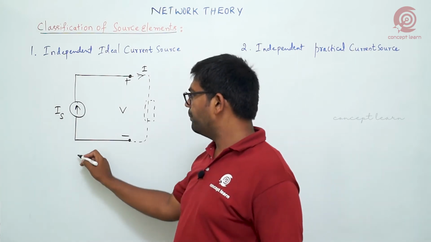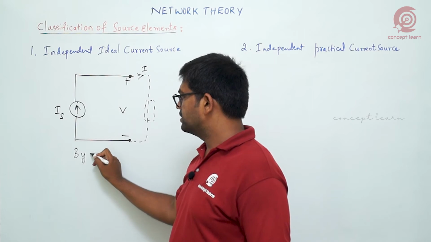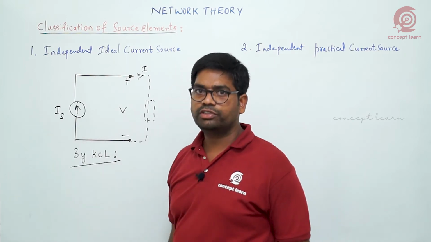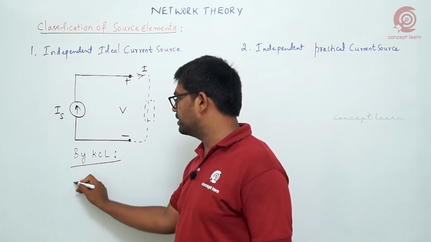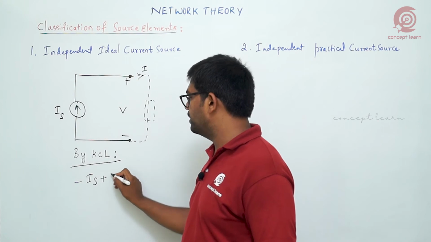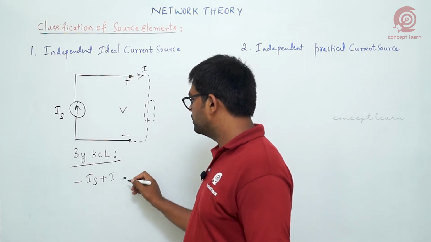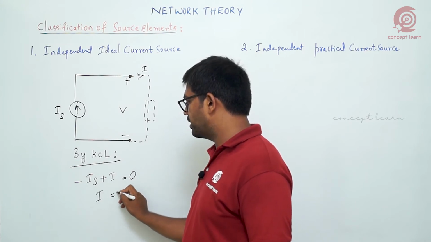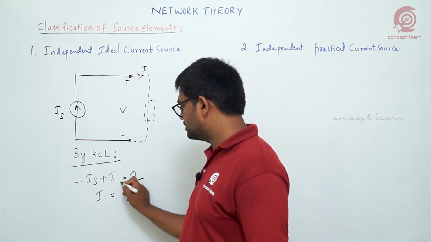Now apply KCL for this node. What will be the incoming current? If I choose incoming current with the negative sign, that is minus Is, the outgoing current is plus I. The algebraic sum must be 0, we are saying. By this, what will be the current? I is equal to Is.